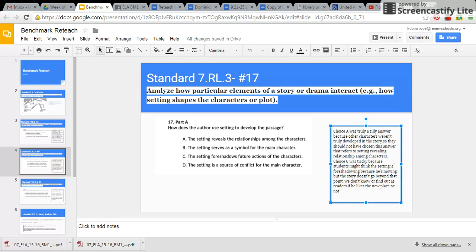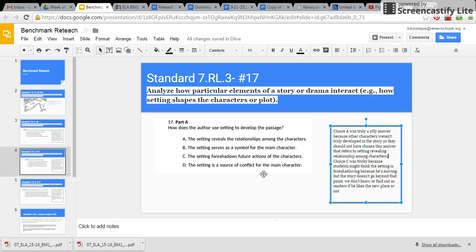Choice C was the tricky answer because students might think that the setting is foreshadowing because he's moving. But the story doesn't go beyond that point. We don't find out as a reader if he likes the new place or not. So the correct answer is actually D. The setting is the source of his conflict.